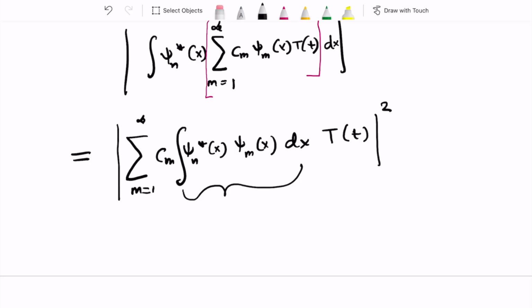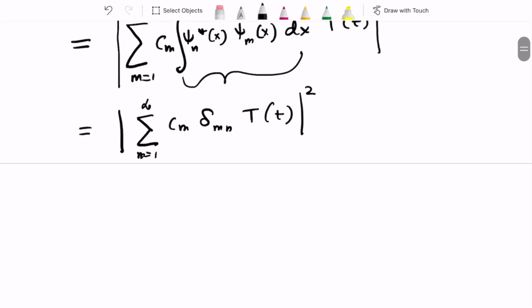Since the psi n's are orthonormalized, we get the sum from m equals 1 to infinity of Cm delta mn multiplied by T of t squared. All right, so what is this sum going to be? Delta mn is 1 only when m is equal to n, and it's 0 when m is not equal to n. So there's only one term that survives from this sum, and so that's just going to be Cn multiplied by the complex conjugate of T of t, squared.